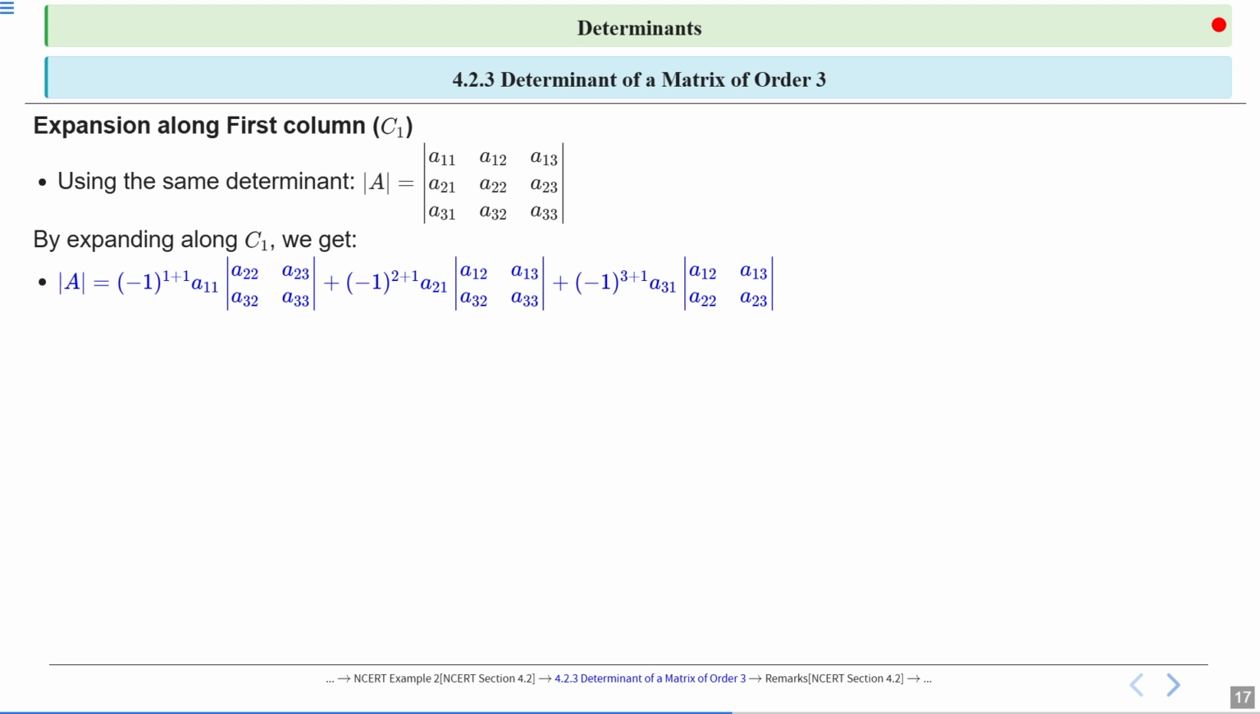Then third element of column 1 is a31. So we multiply with minus 1 to the power 3 plus 1 and then multiply with the determinant of order 2 cross 2, which is obtained by deleting the third row and first column. Okay. So by using the formula of 2 cross 2 determinant, just expand it, we get minus 1 to the power 1 plus 1 is positive. So just multiply the diagonal element minus off diagonal element, we get this expression.